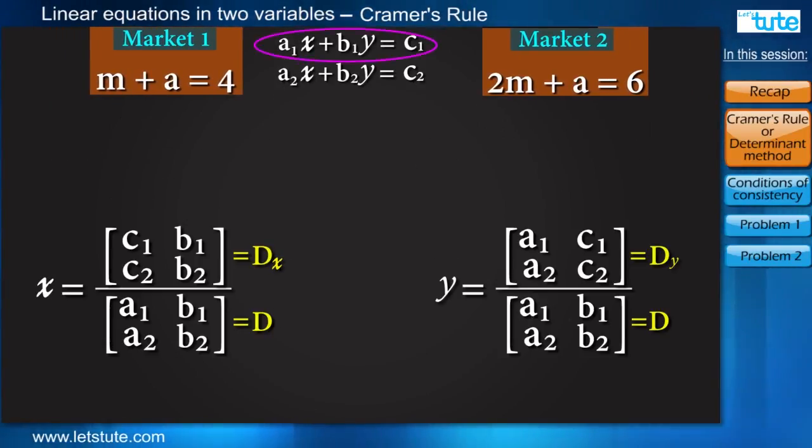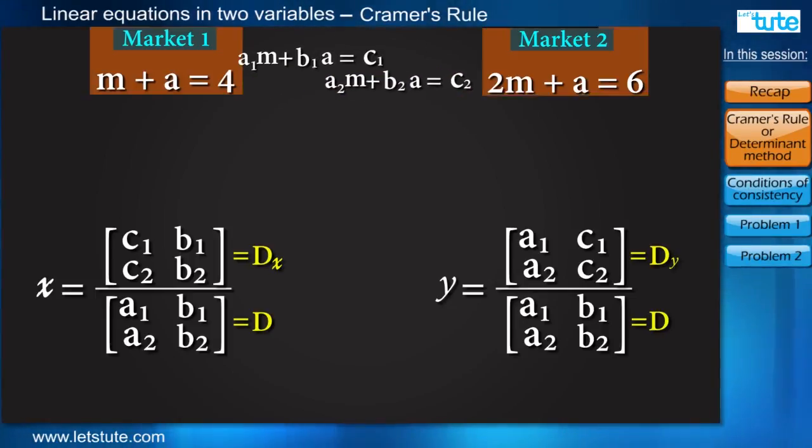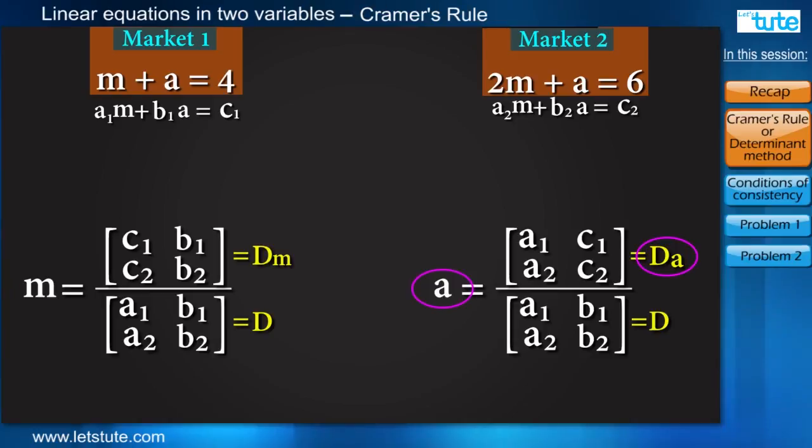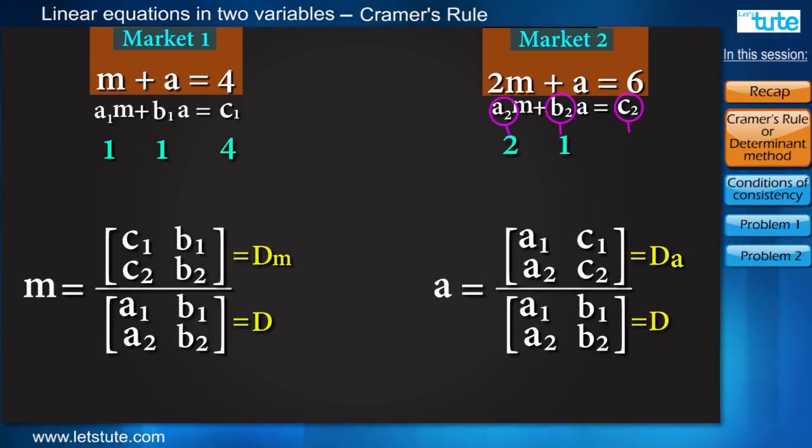In order to get the coefficients, we'll write the general form of equations as a1m plus b1a equal to c1 and a2m plus b2a equal to c2, and compare it with the conditions of the two markets. And also, Dx becomes Dm and Dy becomes Da. So on comparing with the general equations, we get a1 equal to 1, b1 also equal to 1 and c1 equal to 4. And from the second equation we get a2 equal to 2, b2 equal to 1 and c2 equal to 6. Now firstly we'll form D.